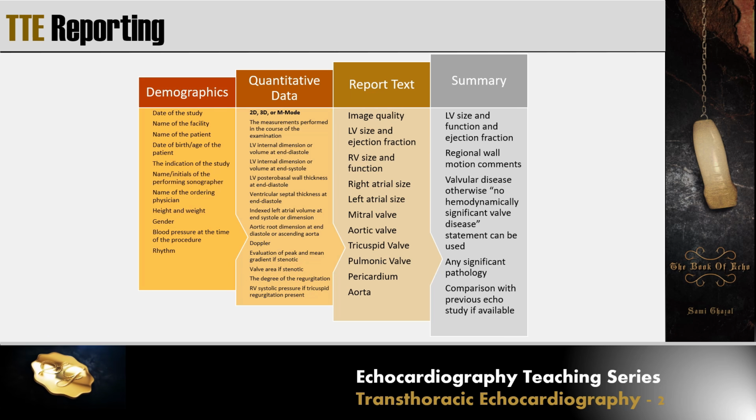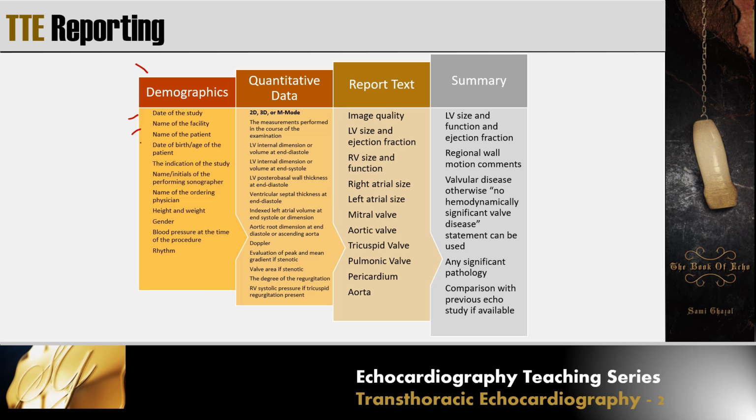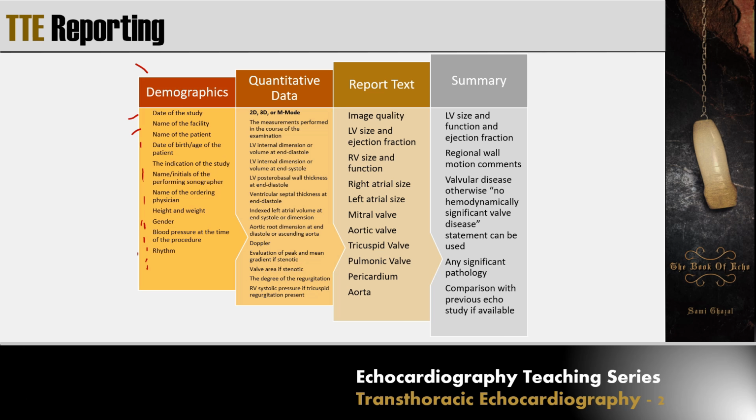The reporting of transthoracic echocardiography and the structure of the report is actually beyond the scope of this talk. However, a few things have to be present in an appropriate transthoracic report. We can divide them into demographics that include the date of the study, name of the facility, etc. You can go through them and you can find them in many guidelines. And then also quantitative data and numbers, and then text itself, as well as the summary of the report.